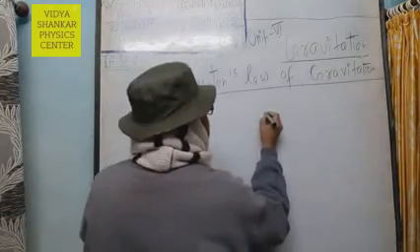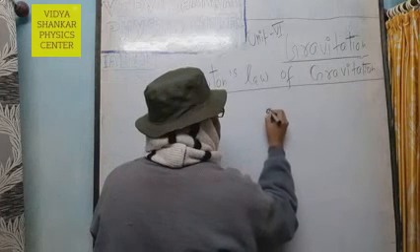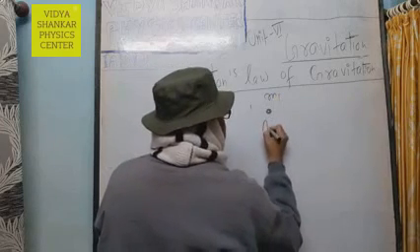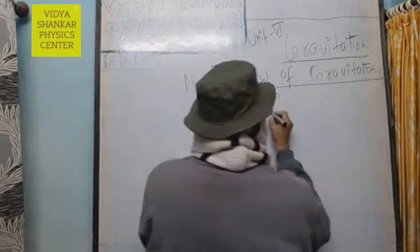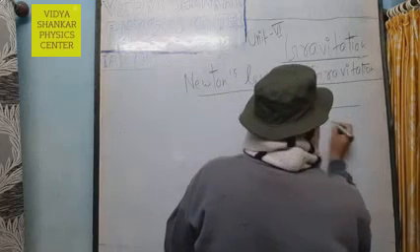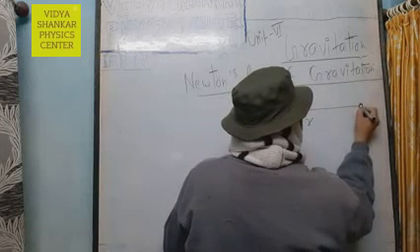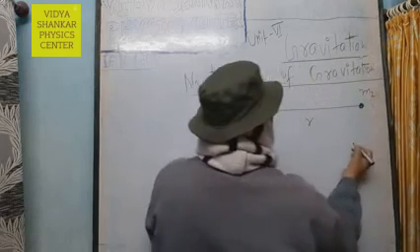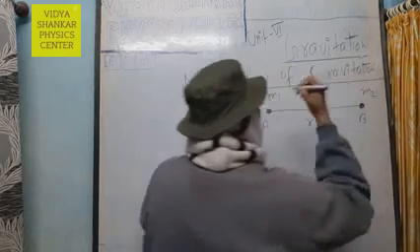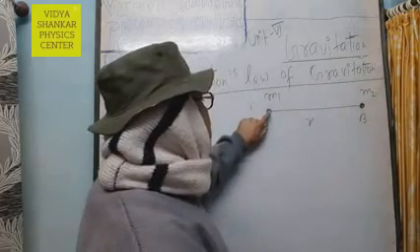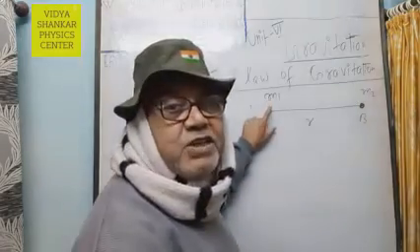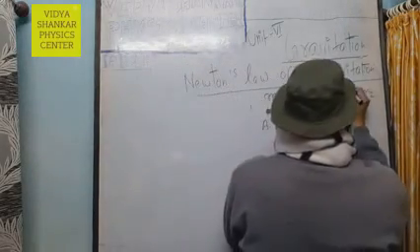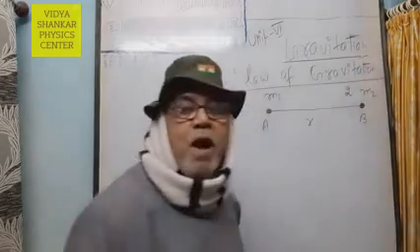Two particles. The first particle of mass m1 is situated at a point A. At r distance, another particle, the second particle having the mass m2, is situated at the B point. Distance between the two particles is r.